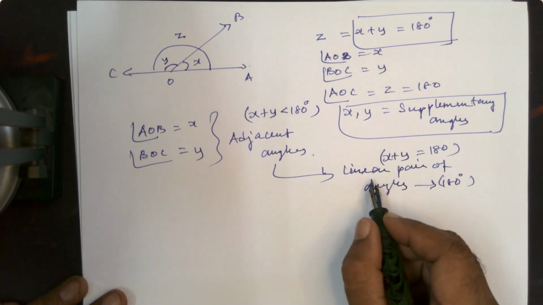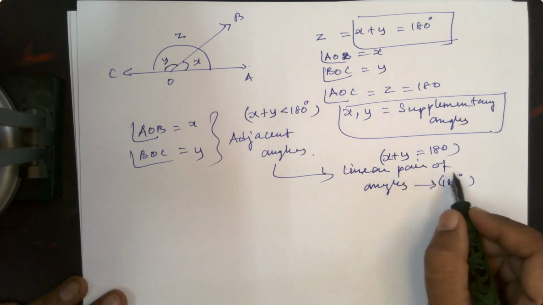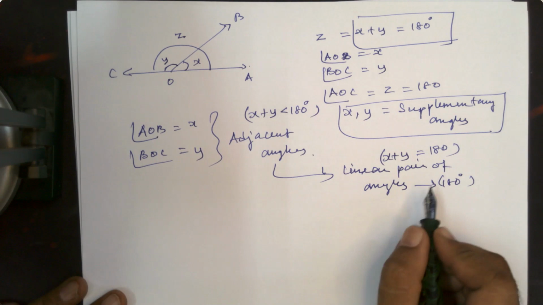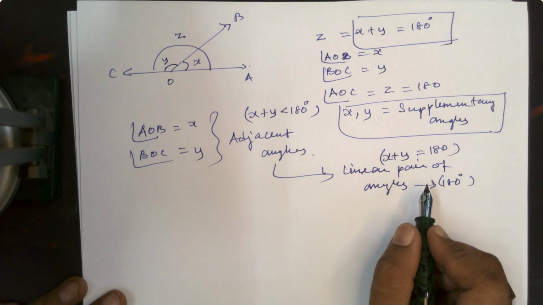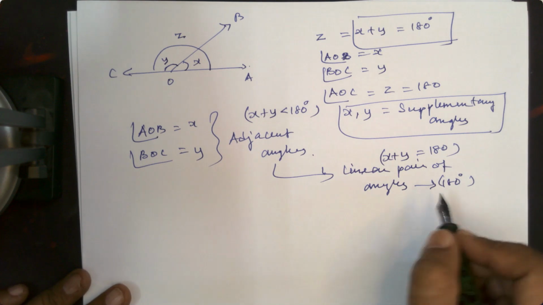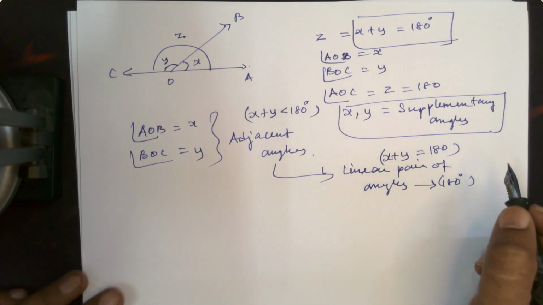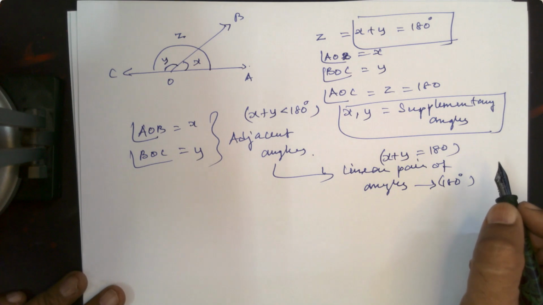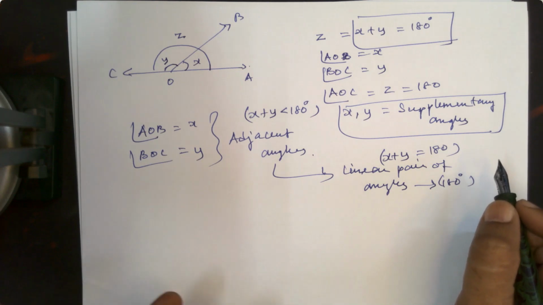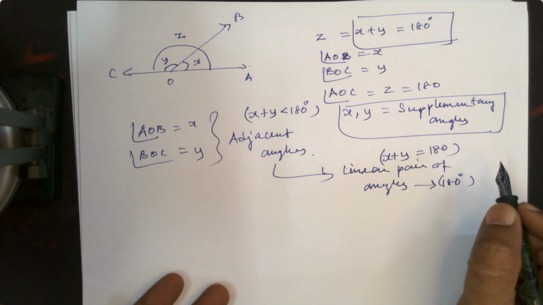So in your geometry problem, if there is any note about the linear pair of angles, it is understood that the sum of these two angles is equal to 180 degrees. Otherwise, it can also be called supplementary angles. What do you call it when the two angles add up to 90 degrees? Complementary angles. Okay? So when there is no indication about 180 degrees or 90 degrees, then it can be called adjacent angles. That's all.